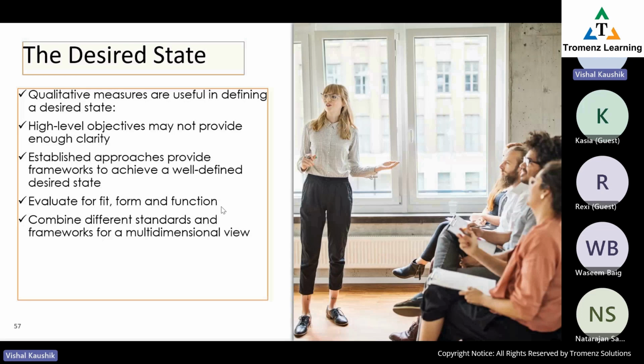Established approaches provide frameworks to achieve a well-defined desired state. So qualitative elements such as desired outcomes should be defined as precisely as possible to provide guidance to strategy development. For example, specific regulatory compliance is a desired outcome. A significant number of technical and process requirements then become apparent.